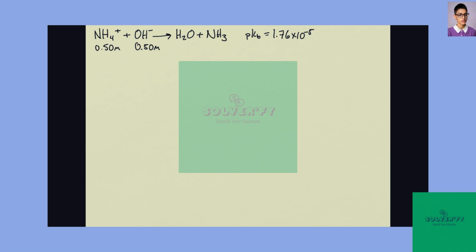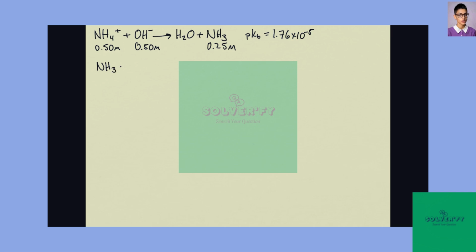Now let's look at another titration. If we titrate 0.5 molar ammonium with 0.5 molar OH minus, it will form water and ammonia, and the Kb of ammonia is 1.76 times 10 to the negative fifth. Similarly to the last problem, we have equal amounts of NH4 plus and OH minus, so that'll give us an equal amount of NH3, but double the volume. So we have 0.25 molar NH3. Then again, we have a weak base problem.